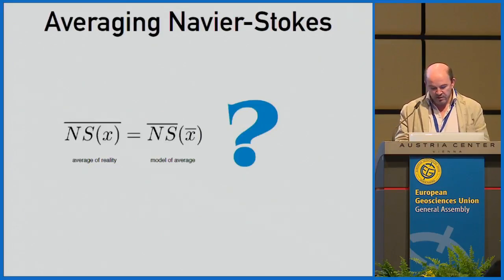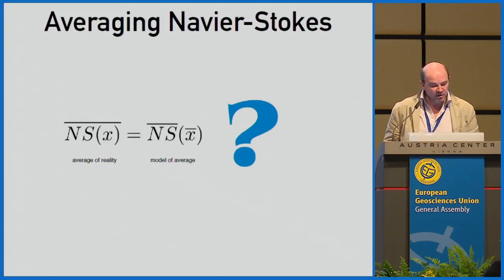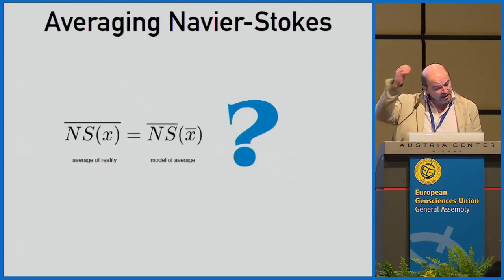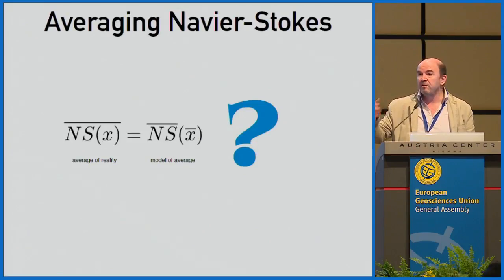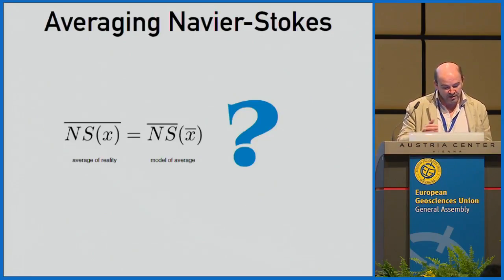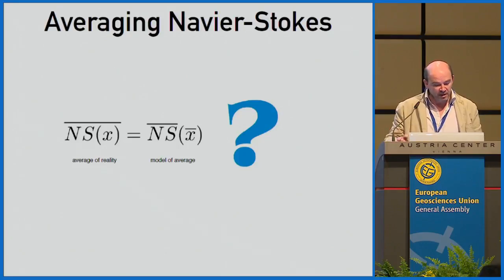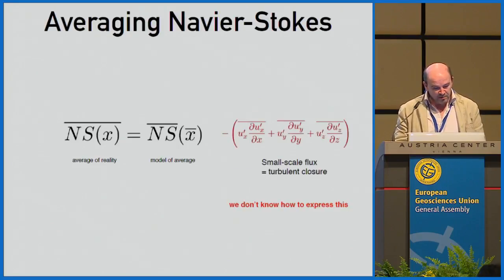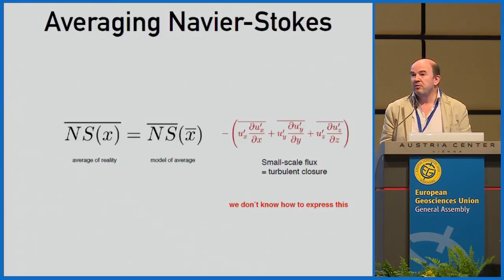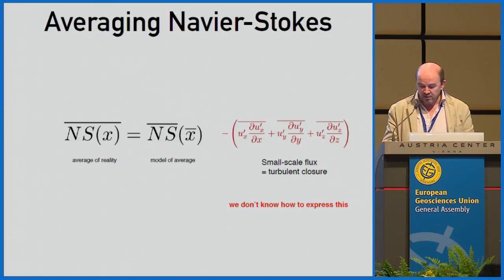And some people are doing some models, so they are averaging, so they assume that the average of reality at a large scale is the same as a kind of average of Navier-Stokes of the average. So they say the average of reality is the same as model of average. Of course, we know that is not true because you have the so-called turbulent closure problem, so you need to express fluxes at a large scale, and we don't know how to express this.